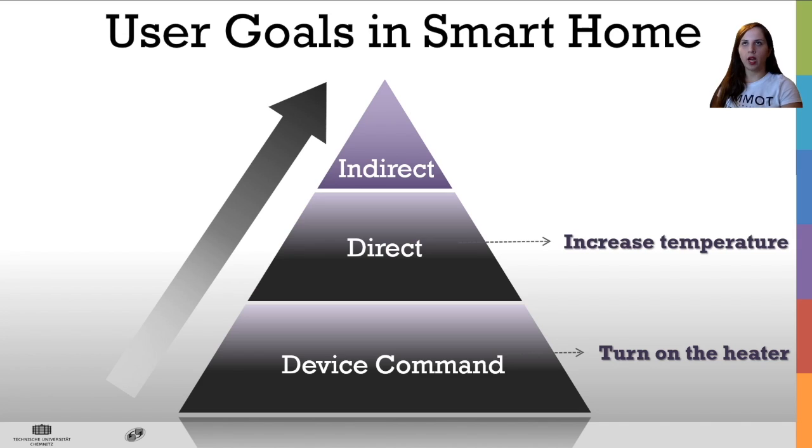And then we have direct goals, which do not explicitly specify the target device, such as increase the temperature. We also have indirect goals, which are utterances that contain even less information and are formulated instead in a goal-oriented manner, such as I'm freezing here. In this case, the users don't command the device, rather they are stating the overall effect that they want to be achieved in the physical environment.